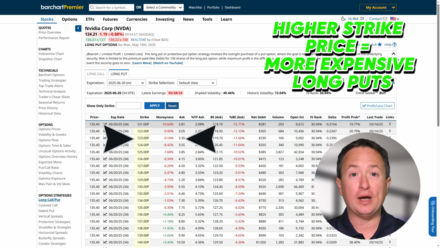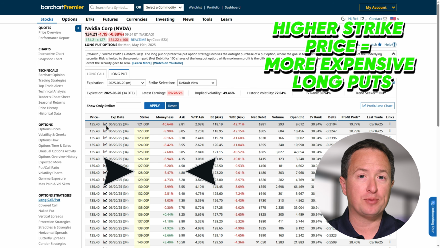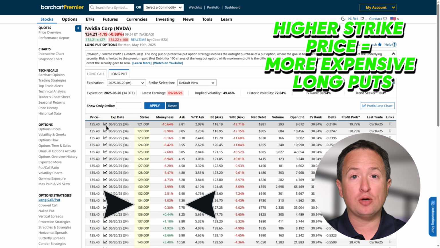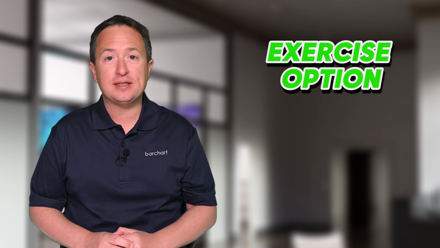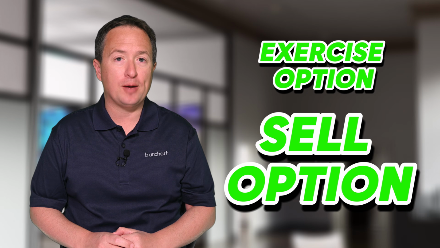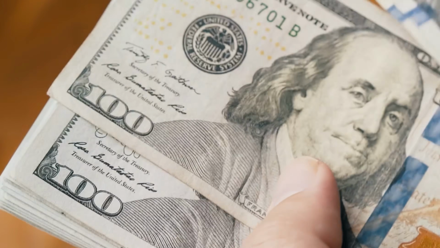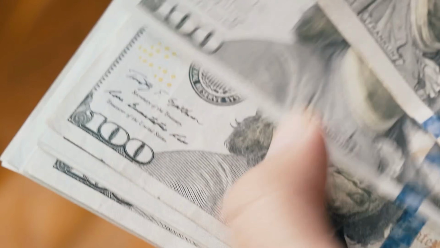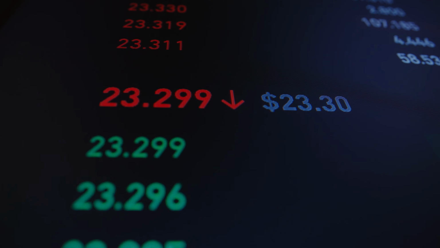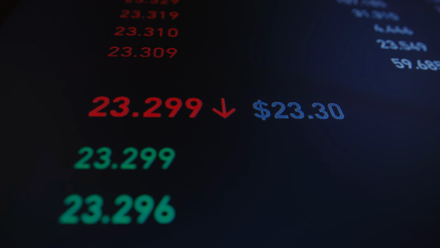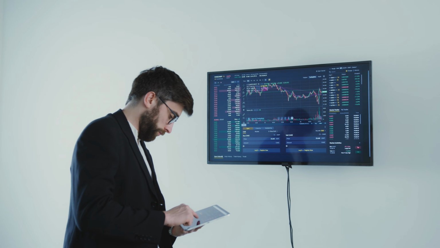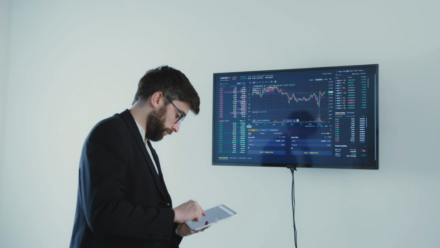Long puts get progressively more expensive the higher the strike price. To earn from long puts, you can either exercise the option or, better yet, sell the option itself. This way, you get the intrinsic and whatever extrinsic or time value the contract has. Based on that, you'd want to buy puts when you expect a decline in the stock. And this could be around an earnings announcement that analysts are pessimistic about.